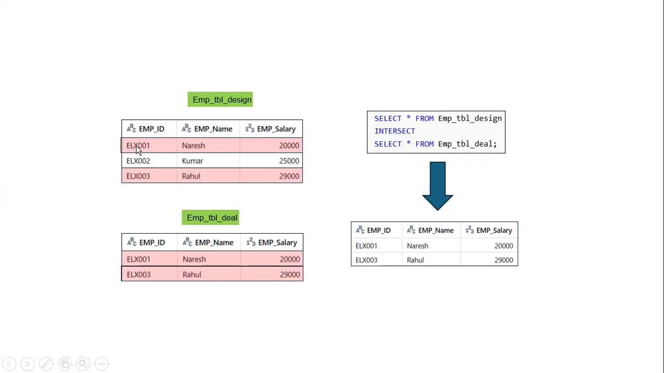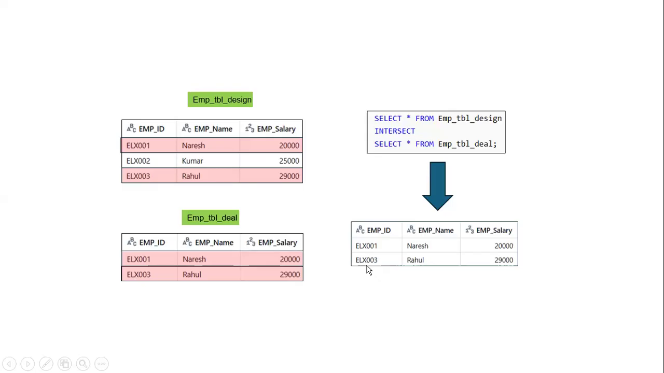If you see here, ELX001, Naresh, 20,000, the same thing is matching here. See, the same record is matching. If you check ELX002, we don't have that particular row. Next, ELX003, Rahul, 29,000. See, this is exactly matching. So by using intersect, we are able to get the common records between these two tables. What are these common records? Whatever I highlighted: ELX001 and ELX003.